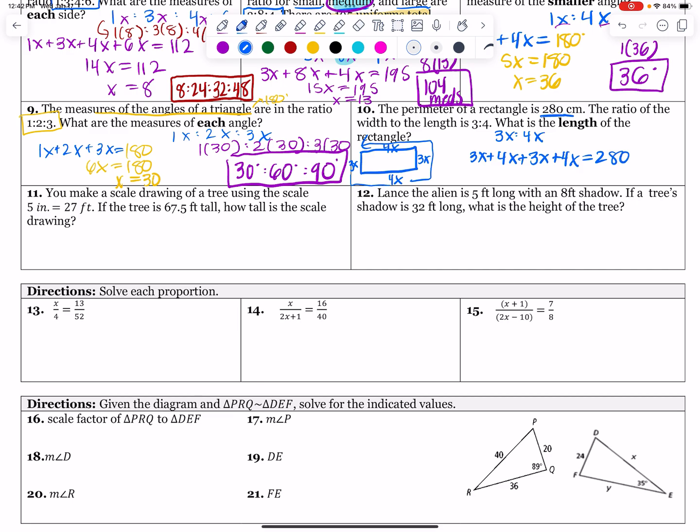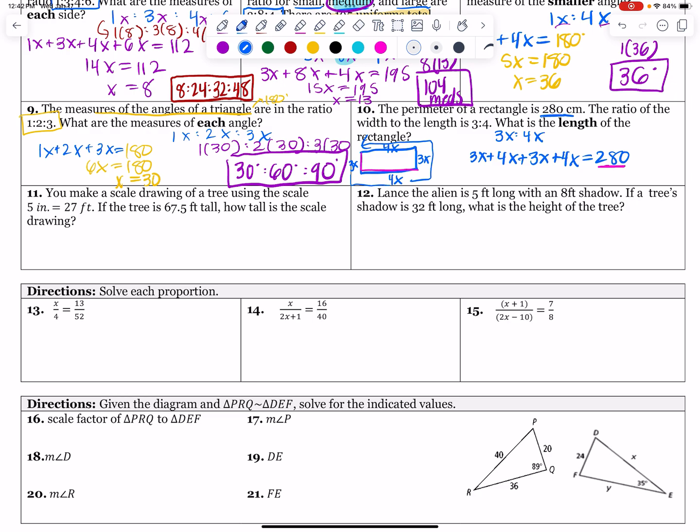But we talked about when we went over this assignment in class, if you wanted to just use the 3x and the 4x, you could set that equal to half the perimeter. Half the perimeter would be 140. So if you wanted to work with 140 here instead, then you could just do 3x plus 4x equals 140. And many of you did that. And so that would be a time saver for you.